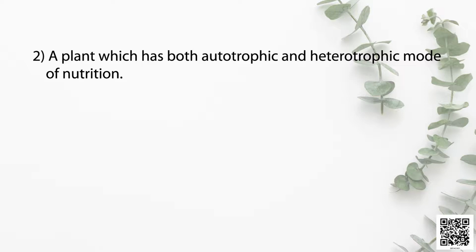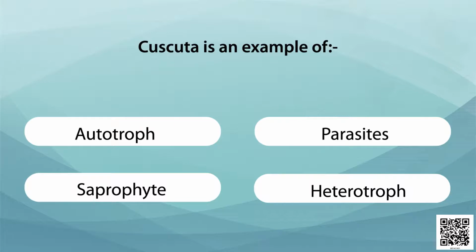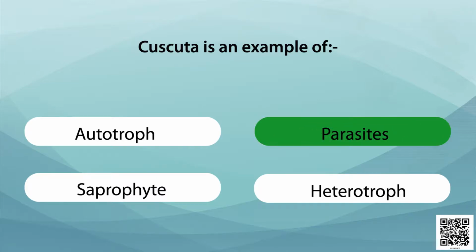Such a plant is called the pitcher plant. The tiny pores through which leaves exchange gases. What do we call them? We call them stomatal pores or stomata. Now you tell me which of the following is correct. Cuscuta is an example of autotroph, parasite, saprophyte, heterotroph. Absolutely correct. Cuscuta is an example of a parasite.